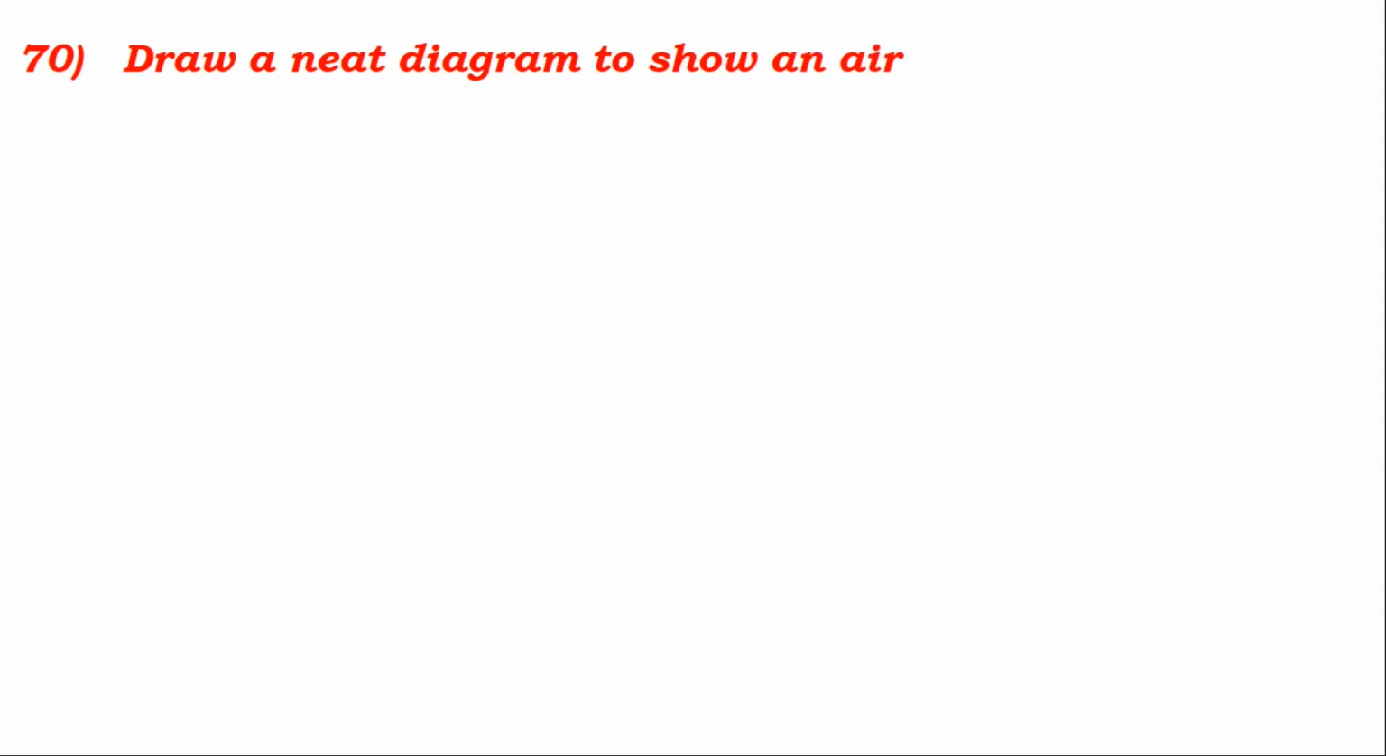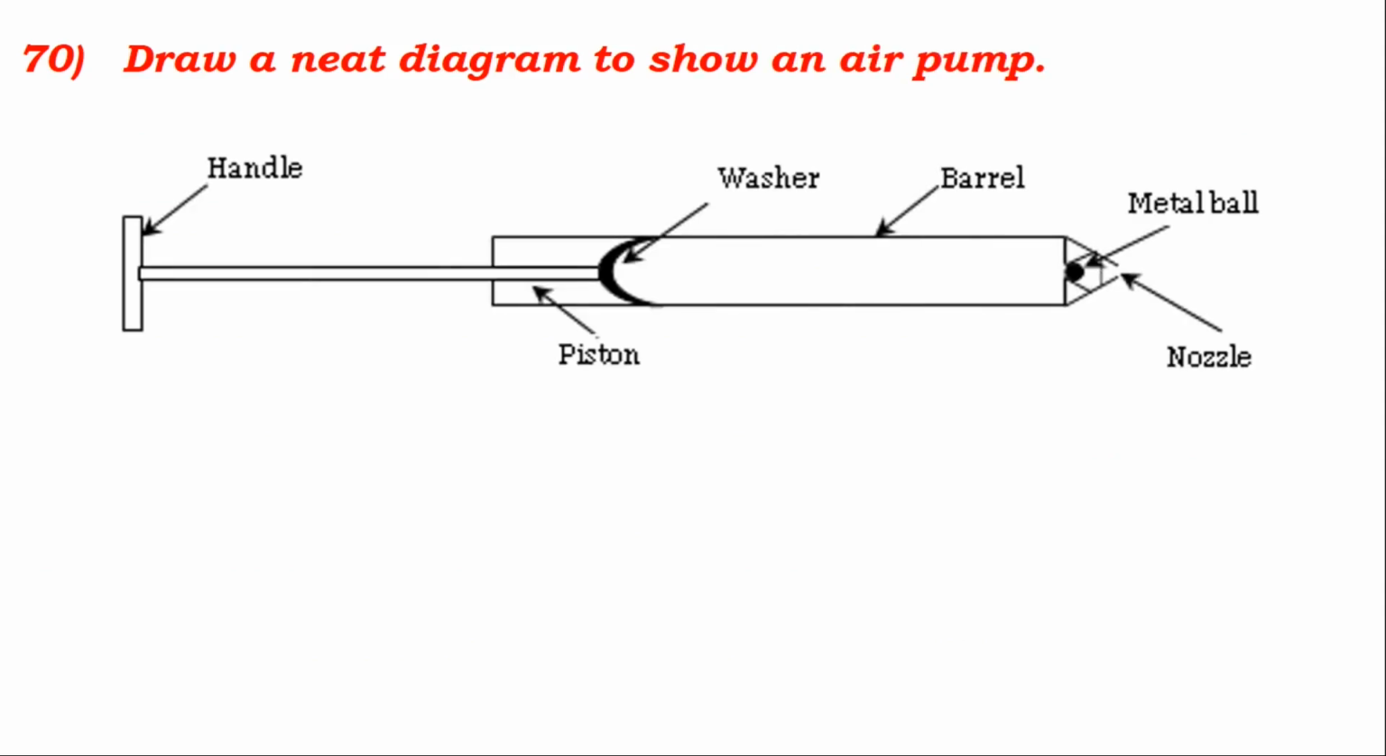Okay, next question. Draw a neat diagram to show an air pump. This we can draw like this. An air pump consists of a long barrel which is hollow inside, and a piston that moves forward and backward. At the tip of the piston there is a washer, and at the tip of the pump there is a metal ball which, when it comes back, closes the inlet of air into the barrel, but when it is moved forward, it cannot close the nozzle and air goes out from the nozzle.